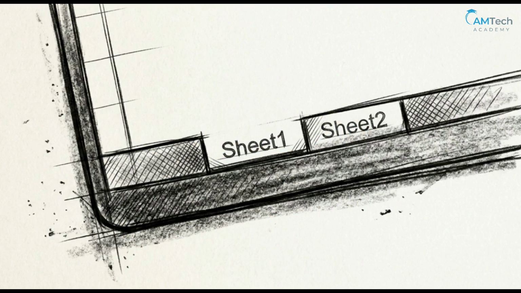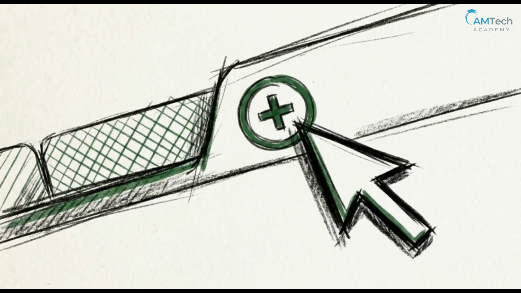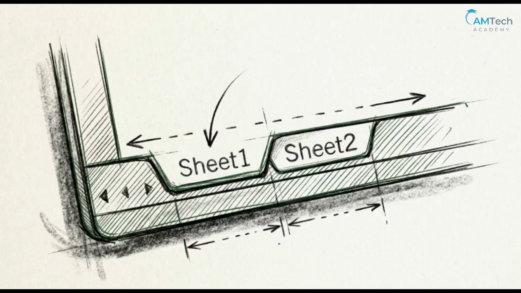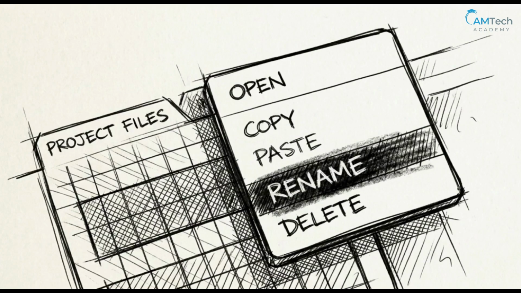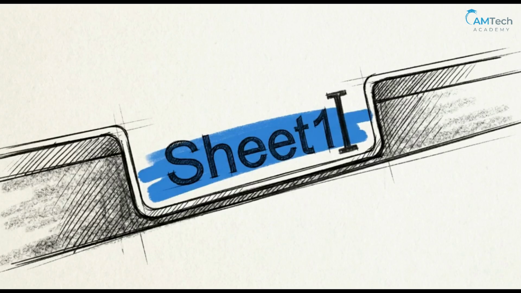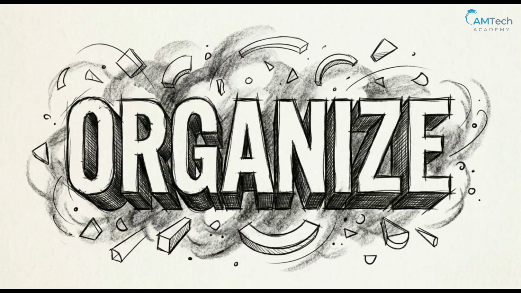Now, look down at the bottom boundary of your screen. This is where your default worksheet tabs are generated. To add a new blank page to your project, simply click the small plus icon right next to your existing tabs. Excel generates generic names like Sheet 1 and Sheet 2. To fix this, either right-click the tab and choose Rename, or just double-click the name directly to highlight it and type a new one. Rename your tabs to follow this strict convention.